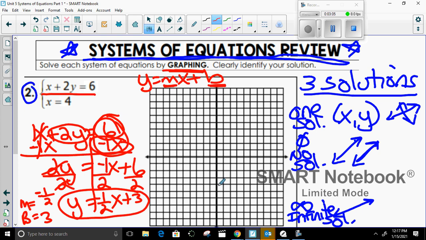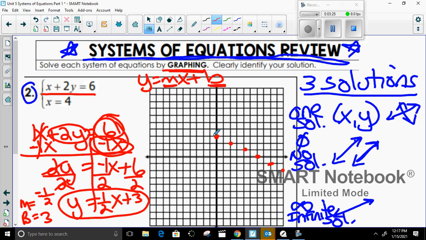In order to put it on my graph, I start at the y-intercept. The y-intercept is positive 3, so on the y-axis, where is positive 3? Then I'll do my slope. The negative 1 in the rise tells me to go down 1. The positive 2 tells me to go right 2. So down 1, right 2. Down 1, right 2. Down 1, right 2. And I'm off.